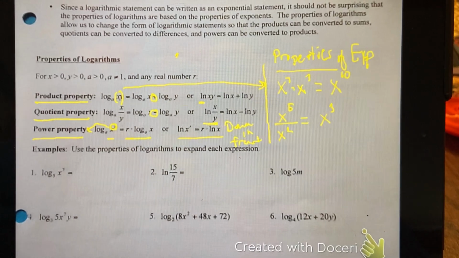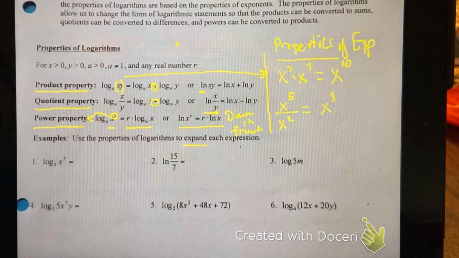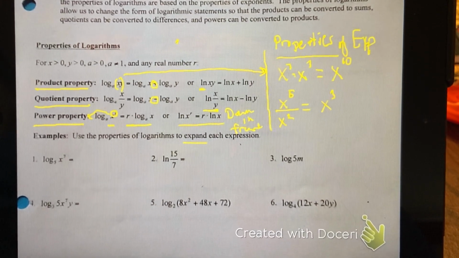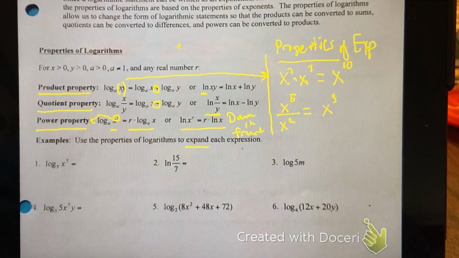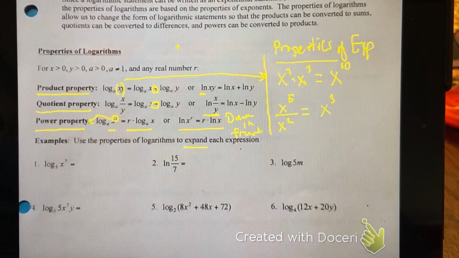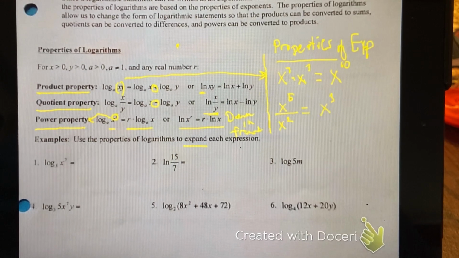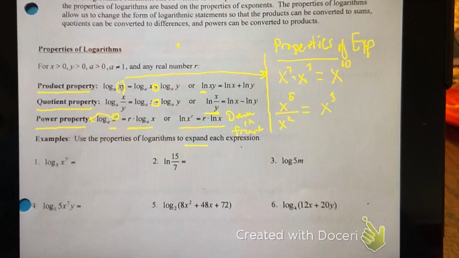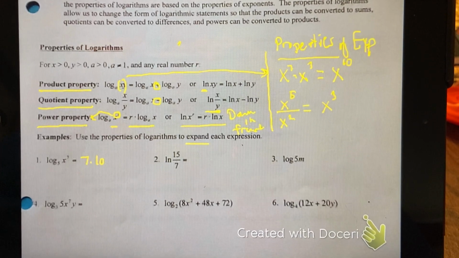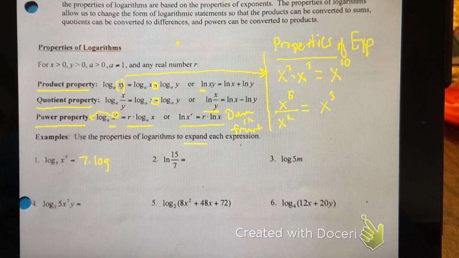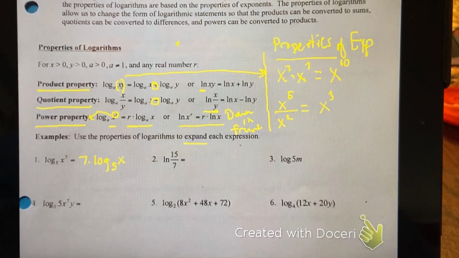The first few questions just say use properties to expand, so spread them out. For question number 1, notice what you've got: log base 5 of x to the 7th. To expand that, the 7 is in the way, so move it down in front. So it's 7 times log. You don't have to put the times sign, just 7 log base 5 of x. That's all you're doing.